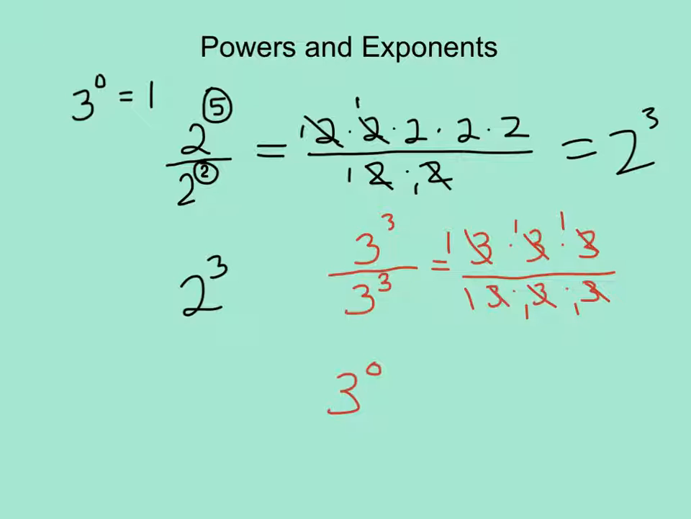1 over 1, which is 1. So 3 to the 0 power would be 1. And remember, that works for any number. 4 to the 0 power would equal 1. 10 to the 0 power would equal 1. The only number it won't work with is 0. You can't do 0 to the 0 power.